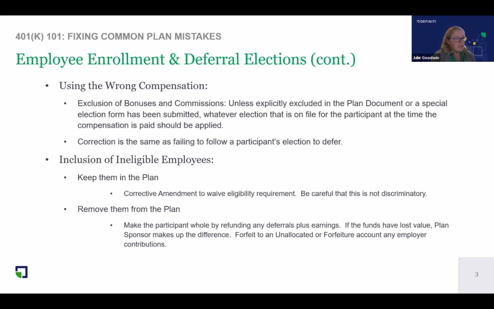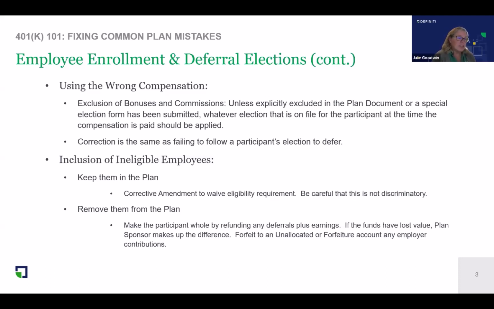However, unless it is explicitly excluded in the plan document or a special election form has been submitted, whatever election is on file for an employee at the time that you pay them that bonus, you should be applying that to their bonus payment. A lot of times bonuses get entered in as a separate payroll run because they have a separate special tax rate that must be withheld. And you need to make sure that you're including that compensation and adding the deferral election to those bonuses unless the employee has indicated otherwise.